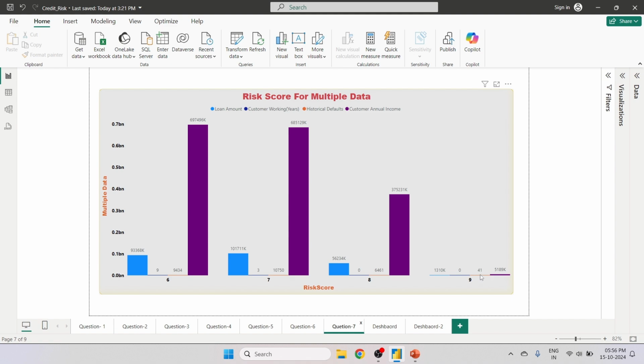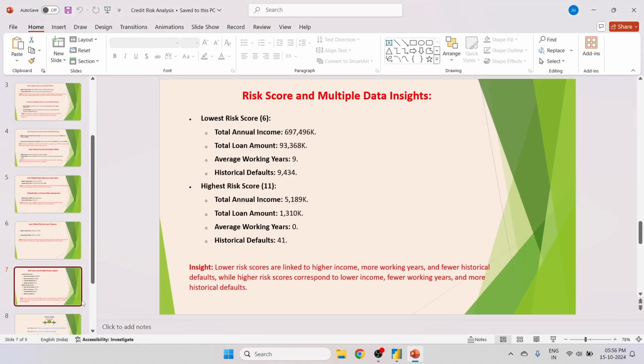Only 41 people have 0 previous default history. All of these people have 0 years of experience, meaning no working experience. So that's the reason a very high risk score is here. So now let me move to another slide.